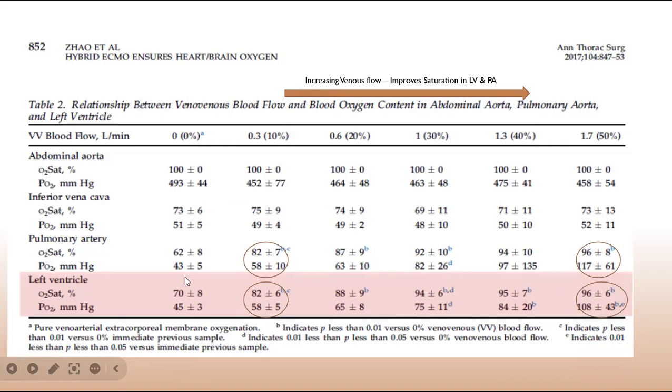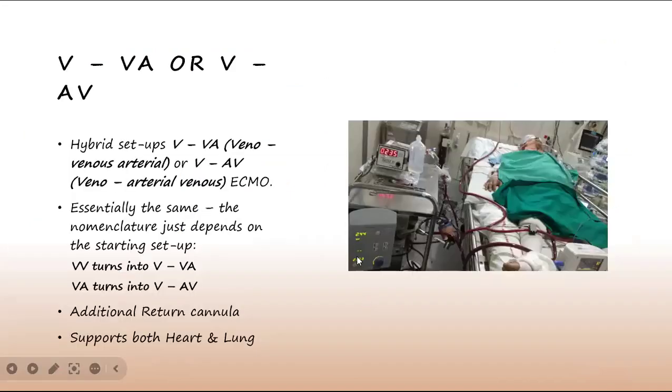If you can identify the circles here, as the venous blood flow gradually increases from 0 to 10 to 20 to 30 in a hybrid mode of ECMO, your pulmonary artery saturations are increasing from 62 to 96, and your left ventricle saturations are increasing from 70 to 96. So in a hybrid modality of ECMO, if you increase the blood flow into the venous part of the limb, you're indirectly improving the saturations in the LV and the pulmonary artery, which means the saturation to the whole body. If the LV saturation improves, that is very good, because it means our whole body saturation also improves.